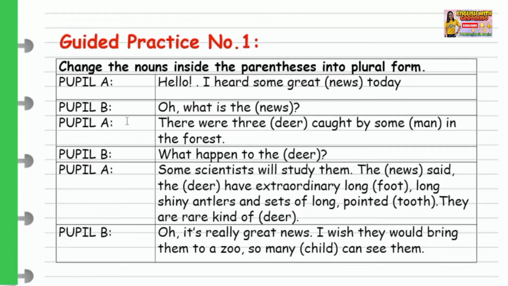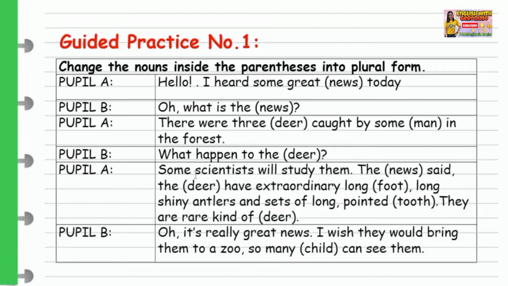Pupil A: There were 3 deer caught by some man in the forest. The noun inside the parentheses is deer. Plural form deer. Very good. Another one, man. Plural form men. Correct. Pupil B: What happened to the deer? The noun inside the parentheses is deer. Plural form deer. Very good.